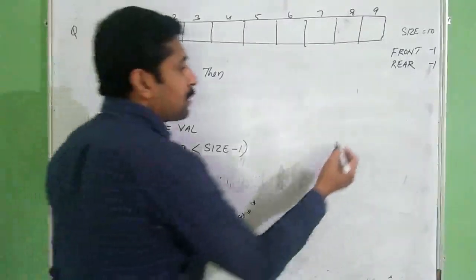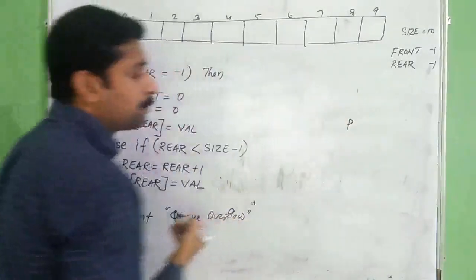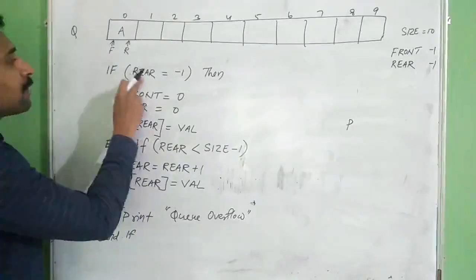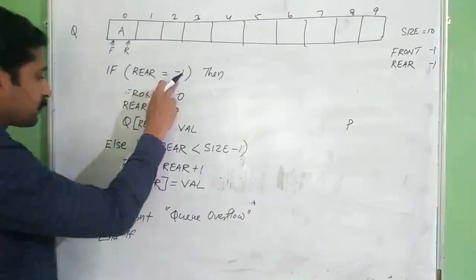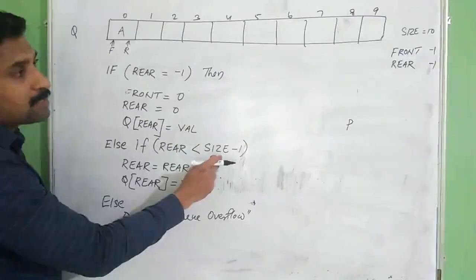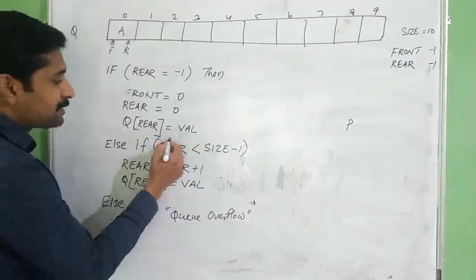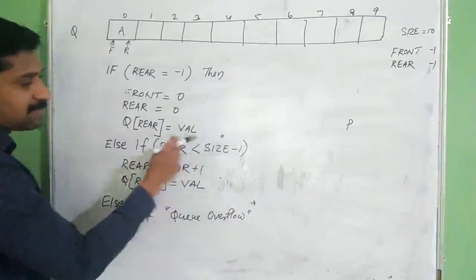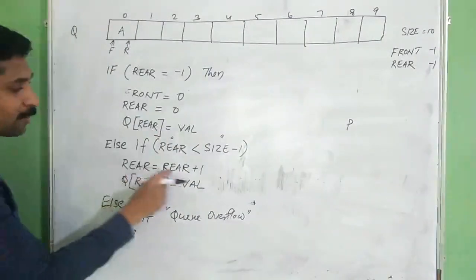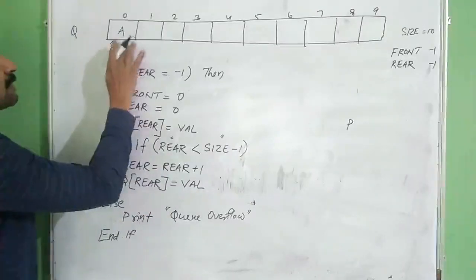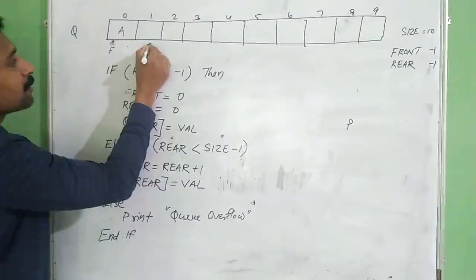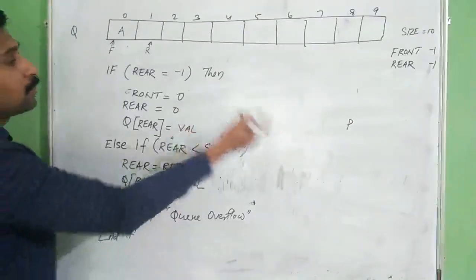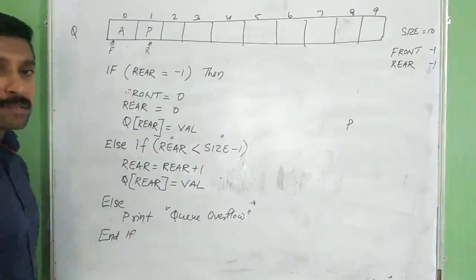And again another item comes, say P. Let P be the value to be inserted into the array. Again we check the condition. If rear equal to -1, no, that condition is false. Else if rear less than size -1, yes, rear is 0 now and size -1 is 9, which is less than 9. So rear equal to rear plus 1. So what happens? This rear is incremented. Rear comes here and q of rear equal to value. So the value is P. That value will be inserted.